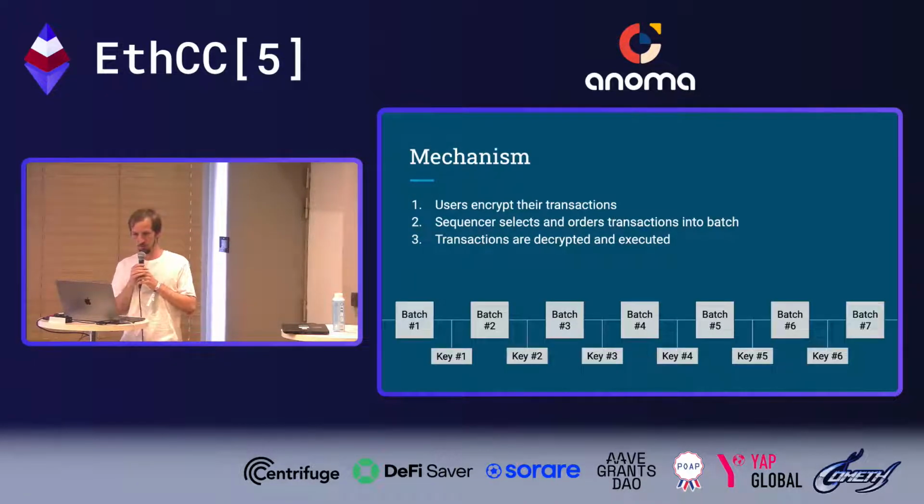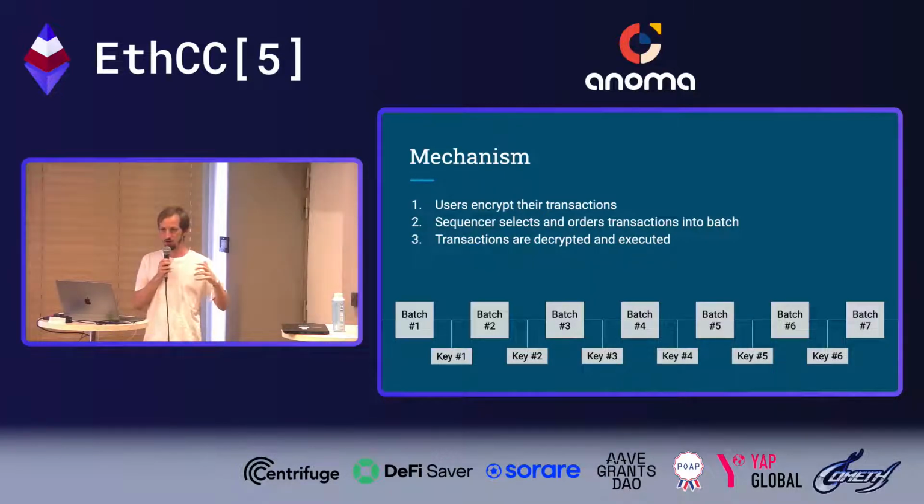So how does it work? Basically, we allow users to encrypt their transactions. Then they send the encrypted transactions to the sequencer. The sequencer will select them, order them, and put them into a batch. And only once they have been included in a batch will they be decrypted and executed.